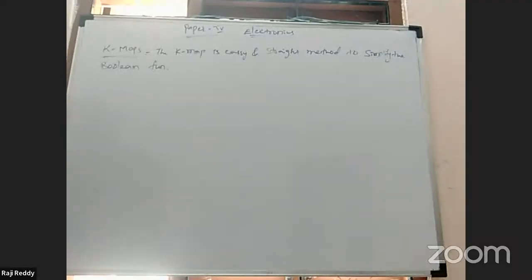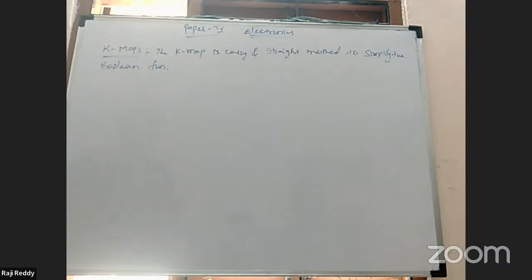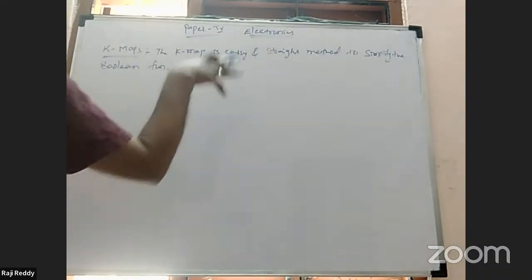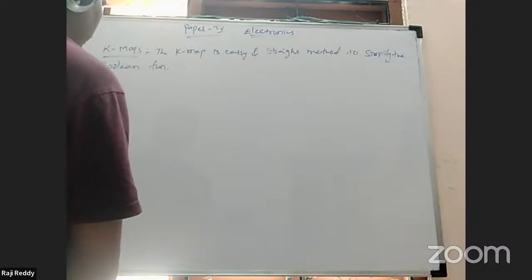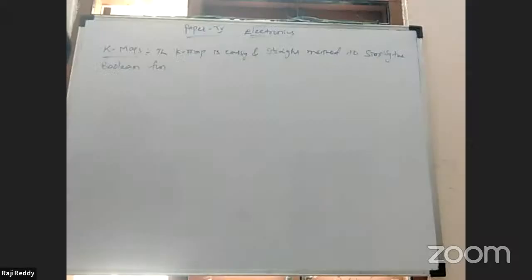This method may be regarded as a pictorial form of truth table. Pictorial means picture methods. Note down yourself: this method may be regarded as a pictorial form of a truth table.